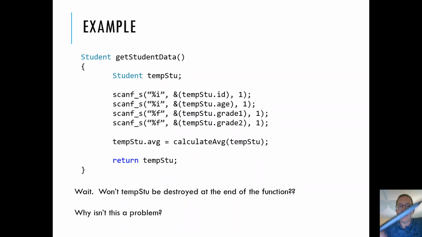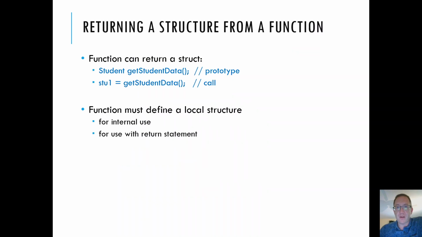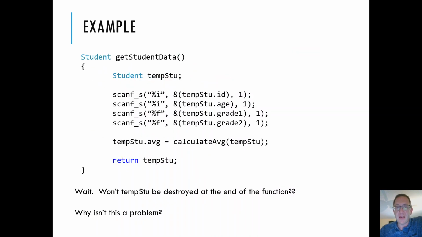So here is get student data. If you wanted to write it yourself, you can try it on your own, but here is get student data. I'm going to make a brand new student. I'm going to get from the user 4 of the 5 different parameters. I'm going to calculate the average. Maybe I have a function for calculating the average, right? For stu1, and maybe calculating an average is another function that takes in the full student data type and calculates the average. And then I return temp_stu.